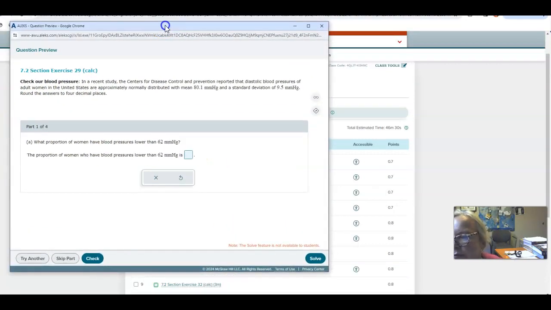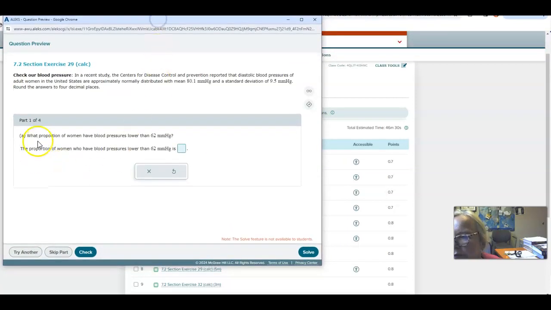It has 4 parts as well, and asks you about this type of question. In a recent study, the Centers for Disease Control and Prevention reported that diastolic blood pressure of adult women in the US is approximately normally distributed, with mean 80.1 and standard deviation 9.1. Round your answer to 4 decimal places. What proportion of women have blood pressure lower than 62?